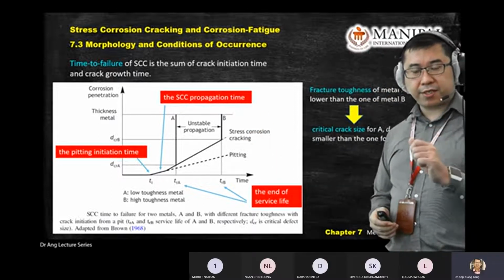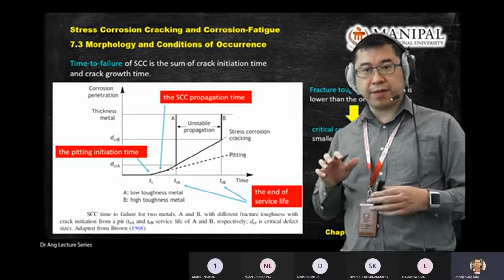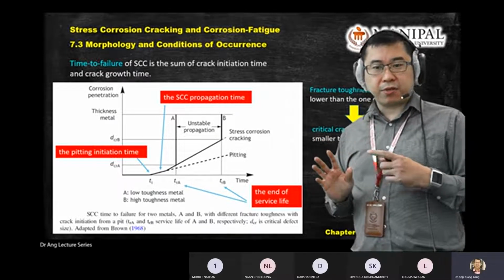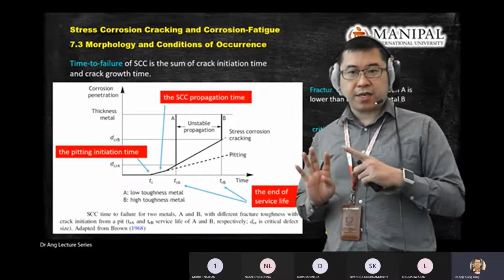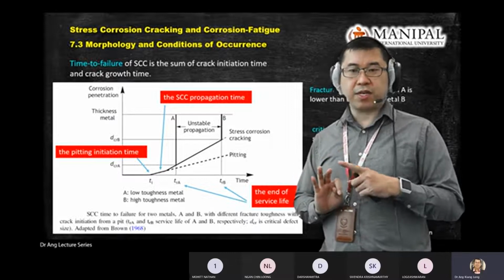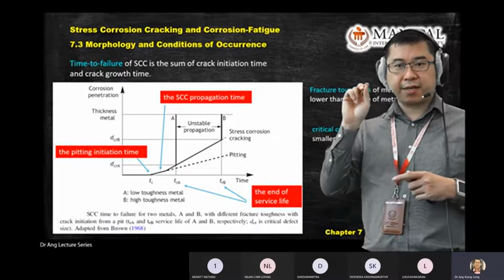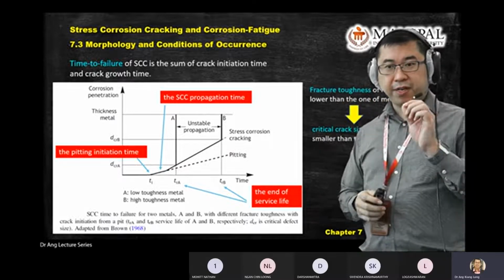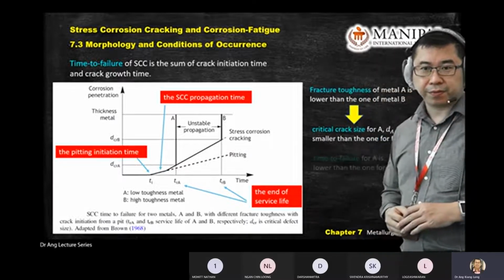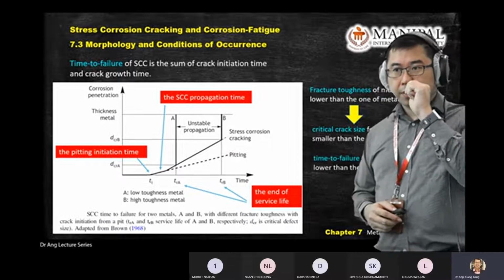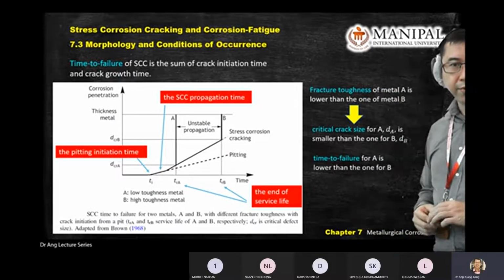And again, for SCC we still need to go back to the Venn diagram. You need three elements: you need metal, you need stress, you need environment. So these three must come together under exact specific conditions. Okay, and the rest you can read from the graph also.